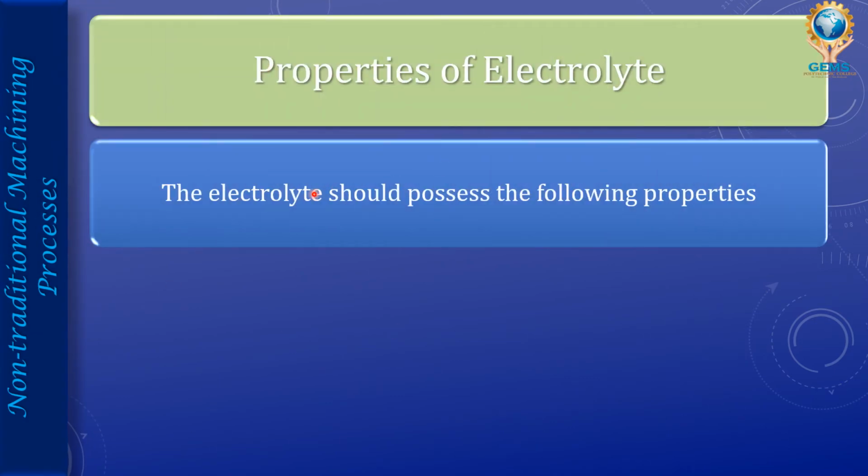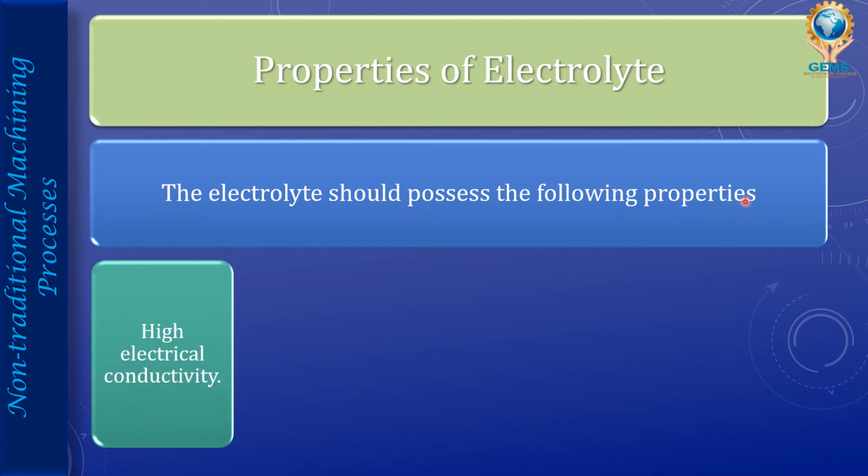So the electrolyte should possess the following properties. The first thing is it should have a high electrical conductivity, so that the electricity will pass through the electrolyte, pass through the tool, and there is an electrical reaction; the chemical reaction will start along with the electricity between the tool and the workpiece.